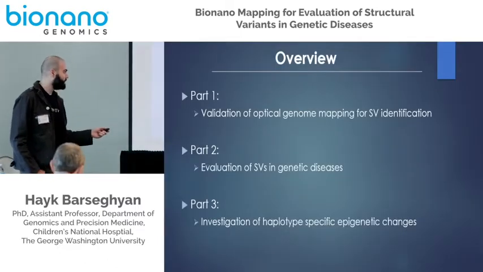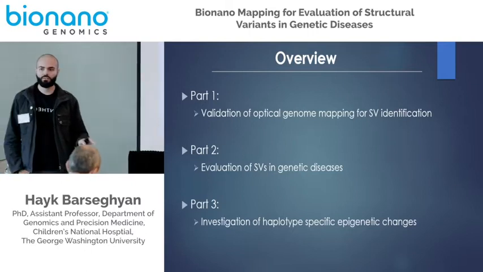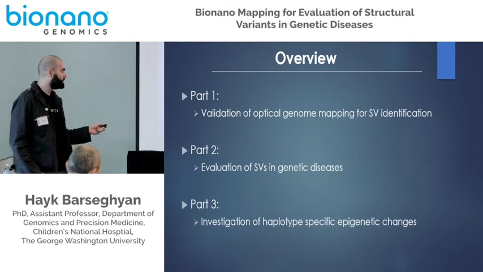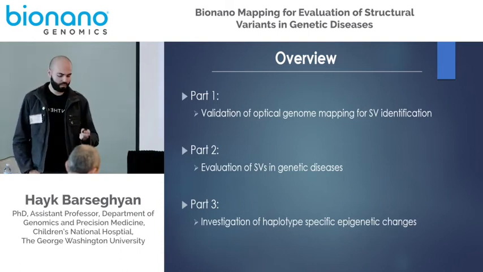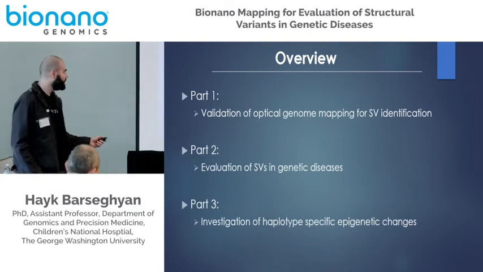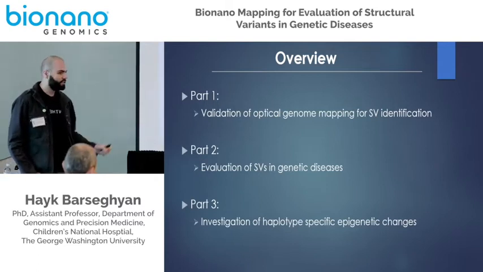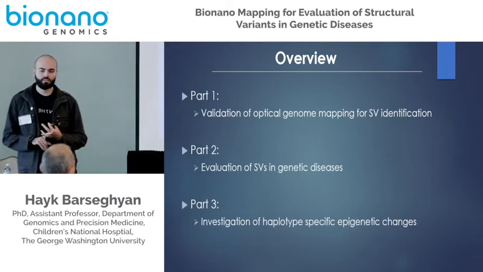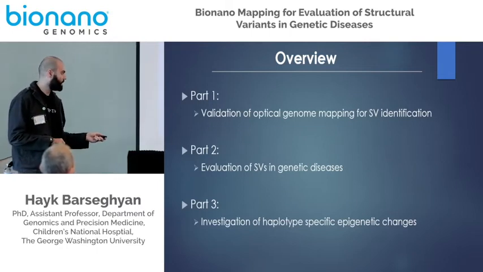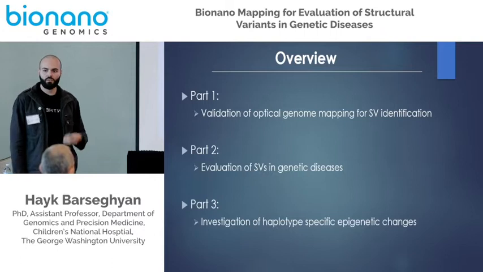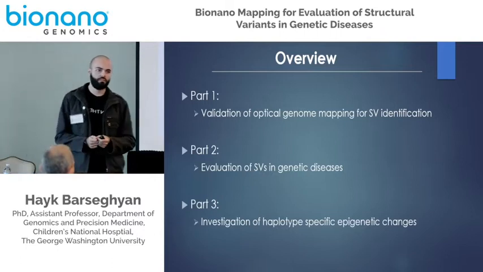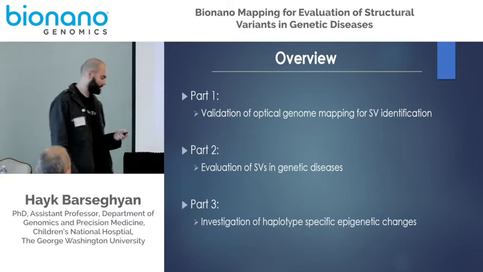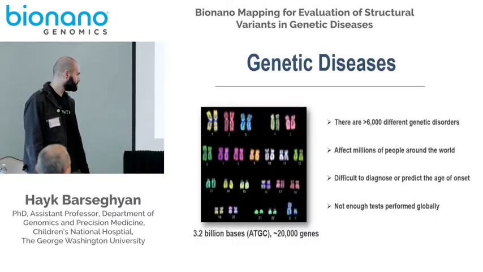So again, first part, I want to quickly go over some of the structural variants that optical mapping is really good at identifying, and some of the validation that we have done with case studies of Duchenne muscular dystrophy. Second part is evaluating structural variants in specific genetic disorders of sex development, and undiagnosed diseases. And then part 3, investigate haplotype-specific epigenetic changes using optical mapping as a basis of identifying long DNA molecules and epigenetic methylation levels that come with it.